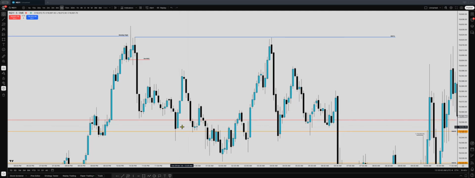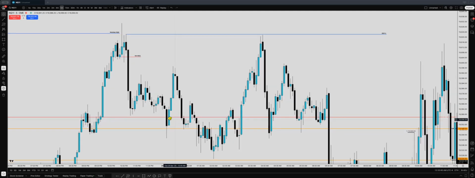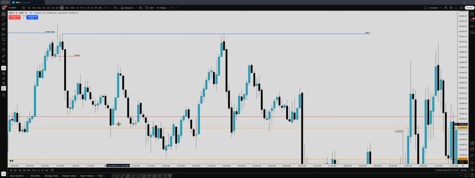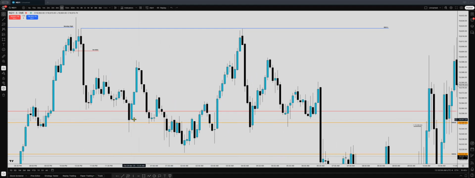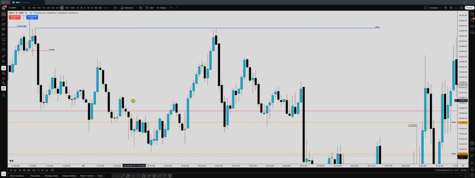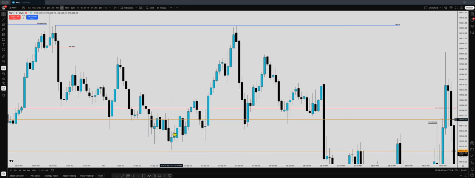We see one down here, it doesn't quite, and we see the three, and then one, two, three, but it does not quite close underneath the opening price of this bullish candle, so that does not count. So we can't go short there. We do see here, let's see, right here.